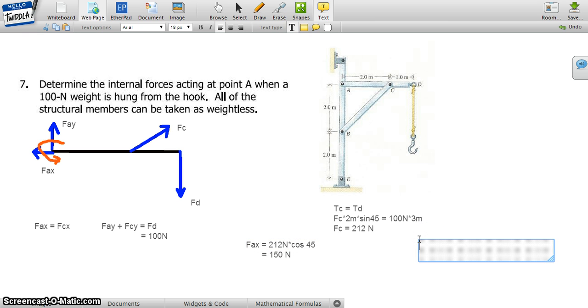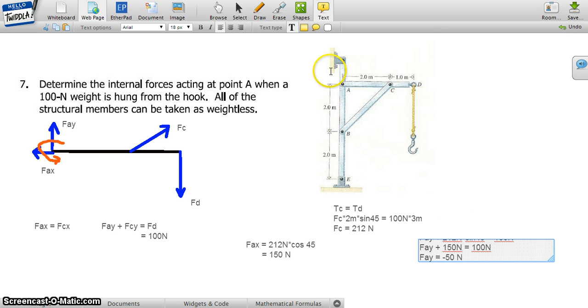And then for the other equation, I have FAY plus FCY, which would be 212 newtons times the sine of 45 degrees, is equal to 100 newtons. FAY plus 212 times sine of 45, which would be 150 newtons, equals 100 newtons. That means FAY is equal to negative 50 newtons. Oh, what does that mean?